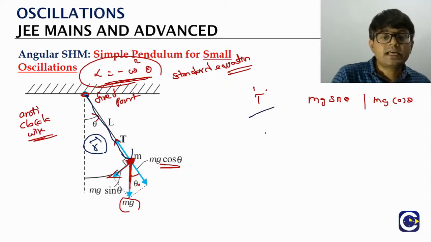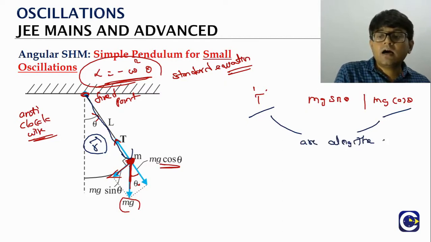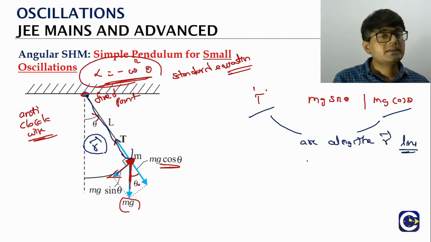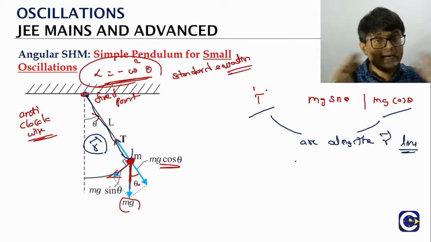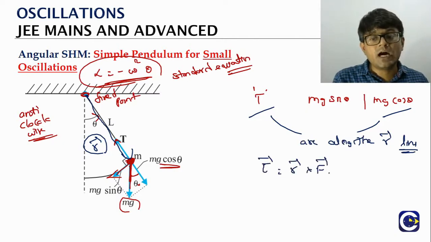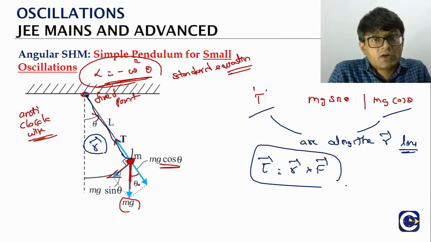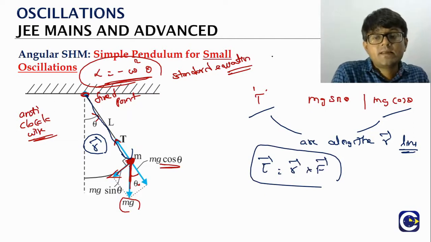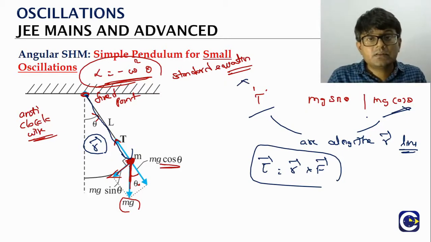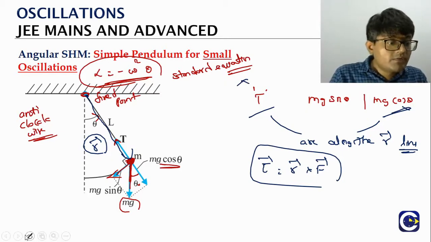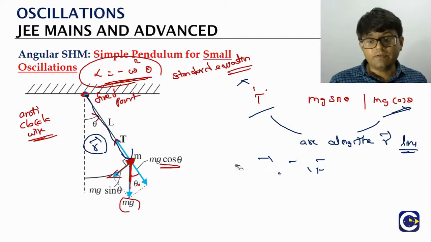You see the tension force as well as the mg cos theta. Both are along the R bar line. Means they are either parallel or anti-parallel. What will be the torque? Because remember, what is the torque formula? Torque produced by a force is R cross F, right? If R bar and the force vector are either parallel or anti-parallel, then what is the cross product going to be? 0. So the tension force and the component of weight mg cos theta, both of them will give us 0 torque. They will not be able to produce any torque.